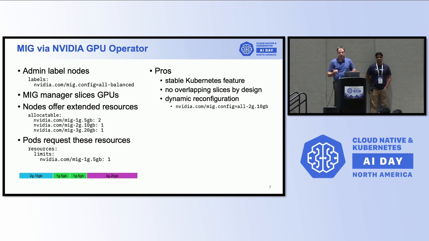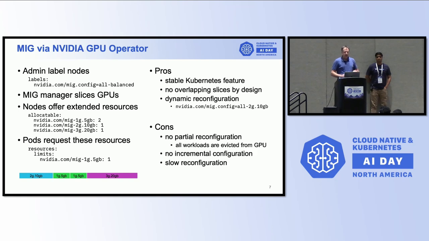It's actually even kind of dynamic because I can change my label, wait a few minutes, and see all my GPUs be reconfigured in a different way. It's not so great because it's not partial, it's not incremental, and it's not fast. In particular, if I want to take the two green slices here and make them a blue slice, I have to do the same thing to all my GPUs in the node, and I have to evict all the GPU workloads on my node before resubmitting things to my node.